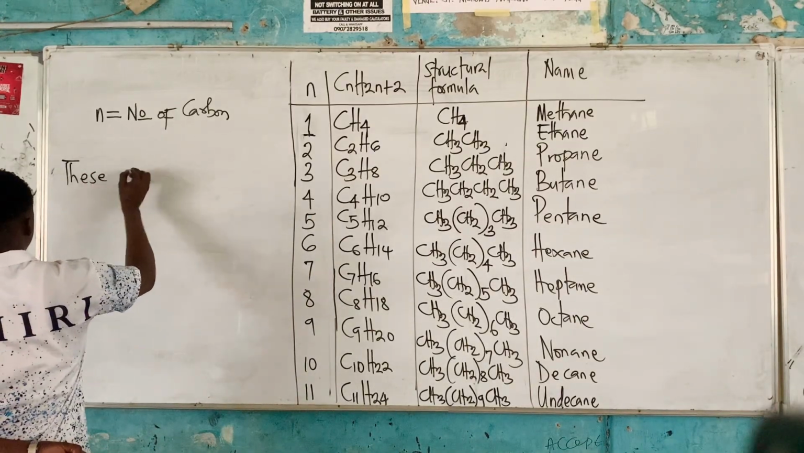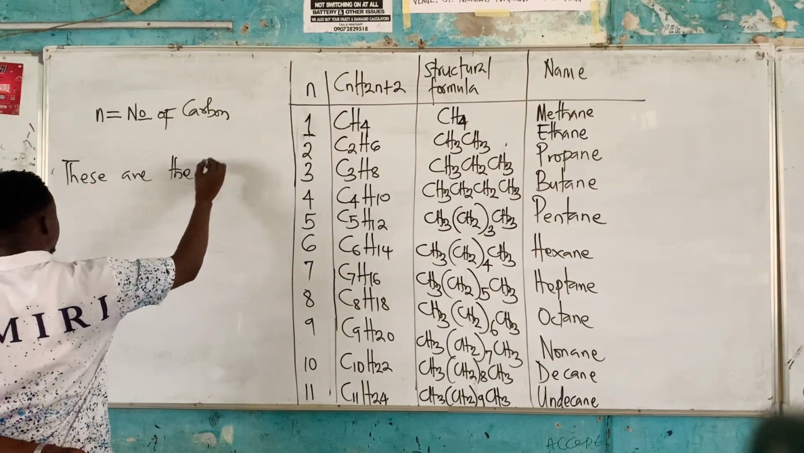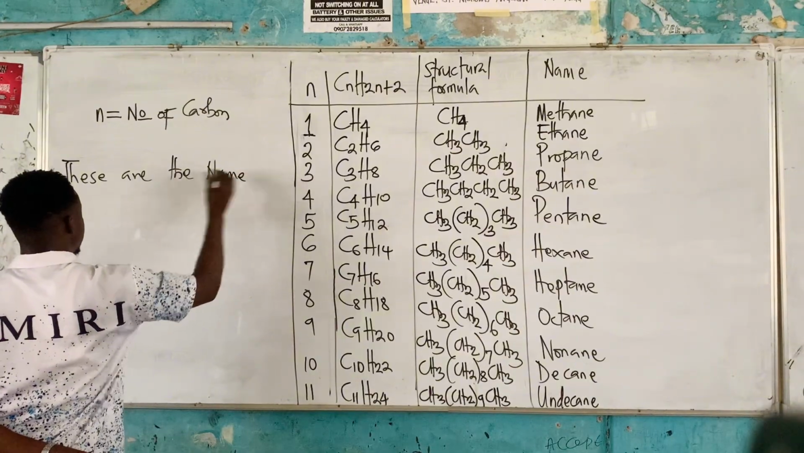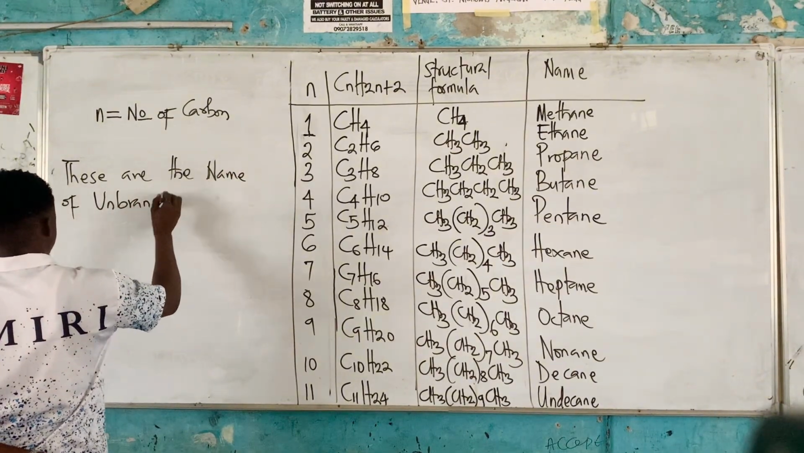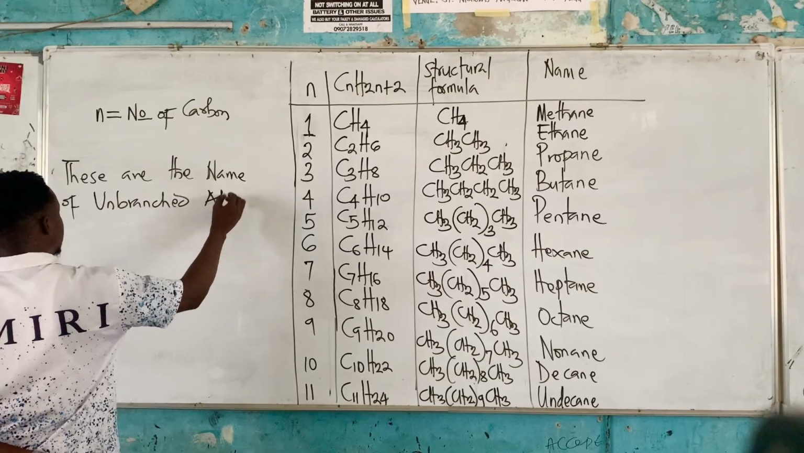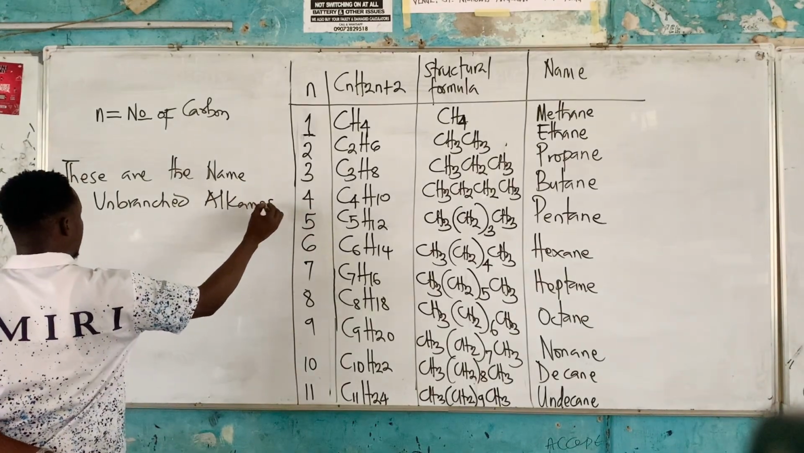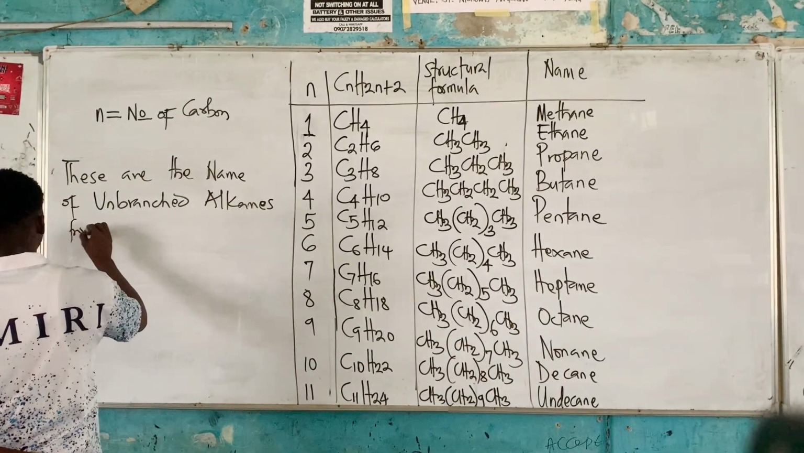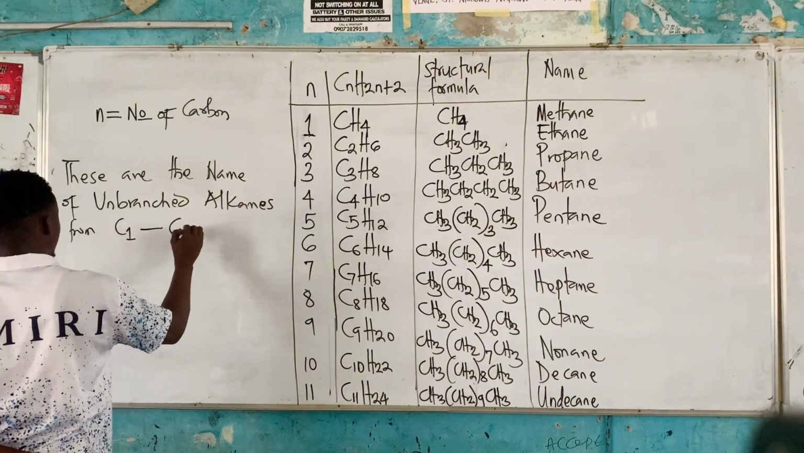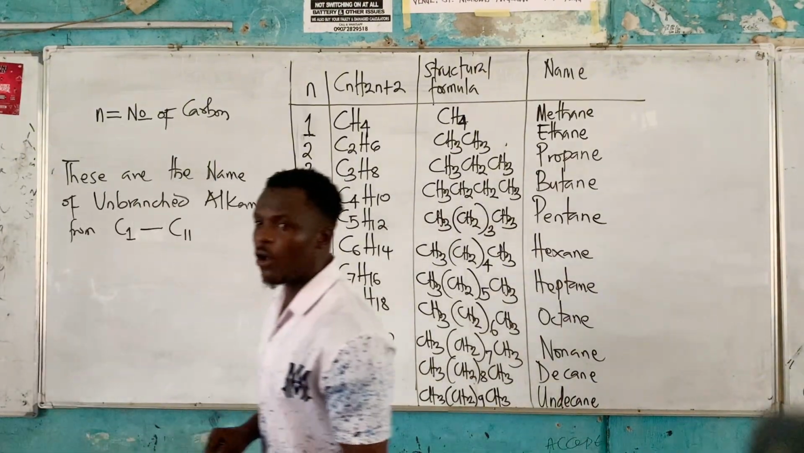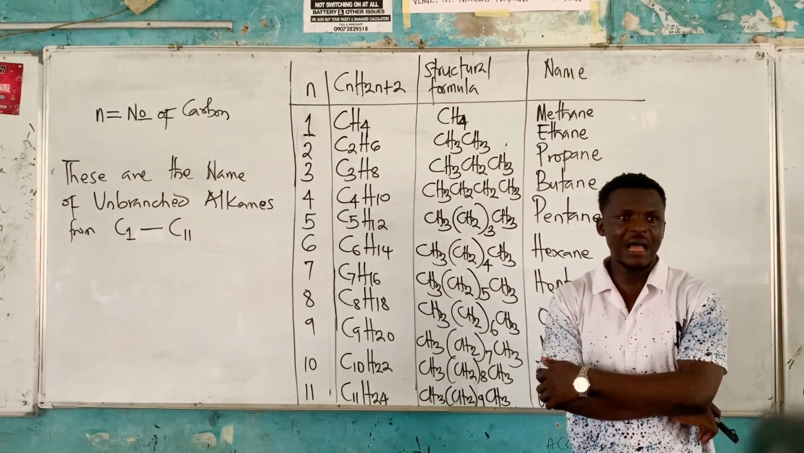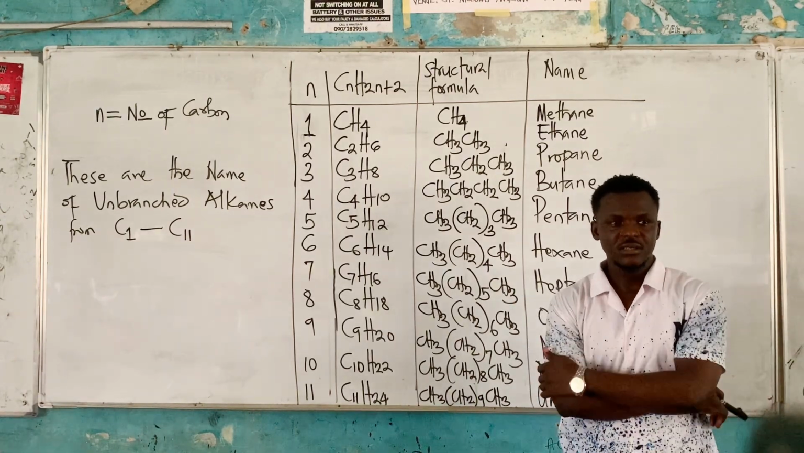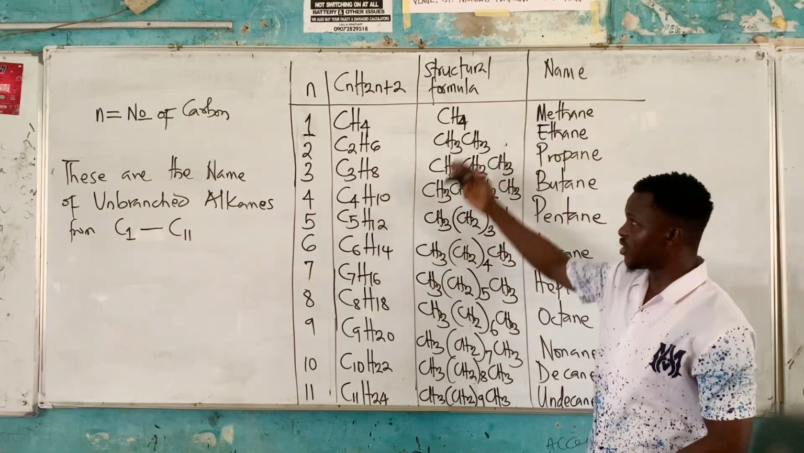these are the names of unbranched alkanes from C1. So they are all unbranched, they are the normal alkanes. Normal alkanes are the ones that are not branched, right? So these are all the straight chains.